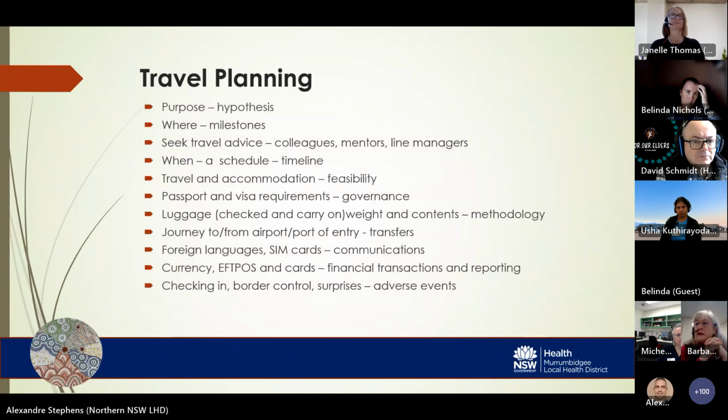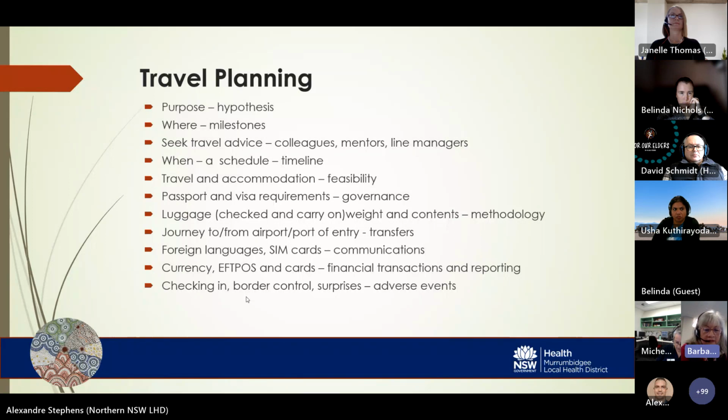most of us have organised a journey, even if it's only a journey to the next town. Many of us have travelled overseas and we've planned quite complex adventures. We've had a purpose for our journey, research or otherwise, to go to a wedding, your wedding, somebody else's wedding, see relatives, visit your bucket list. You've got milestones, where you're going to go, places you're going to stop, and you'll have sought travel advice. If it's a holiday, it might be friends and relatives, and you might Google. But if it's a research journey, you need to talk to colleagues and mentors and line managers, especially if you're relatively inexperienced in research methods. You'll need a timeline, a plan, a schedule for your trip or your research.